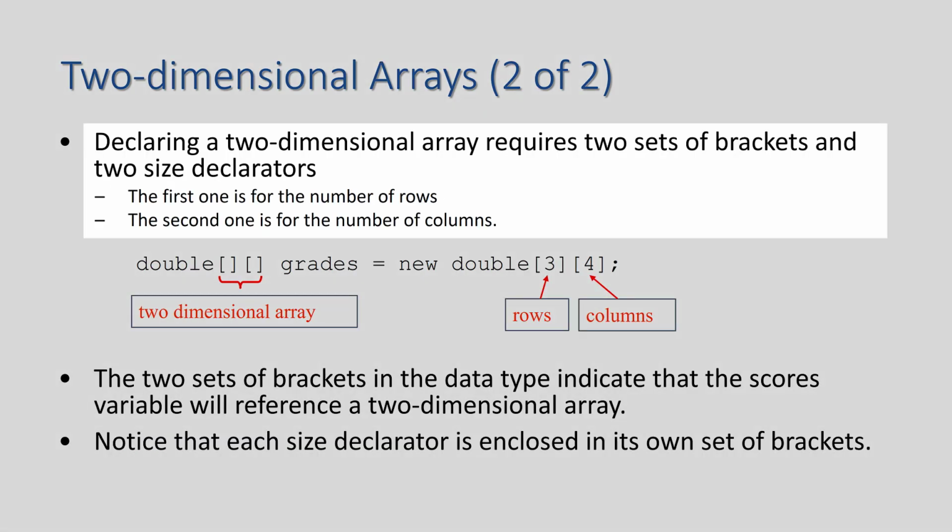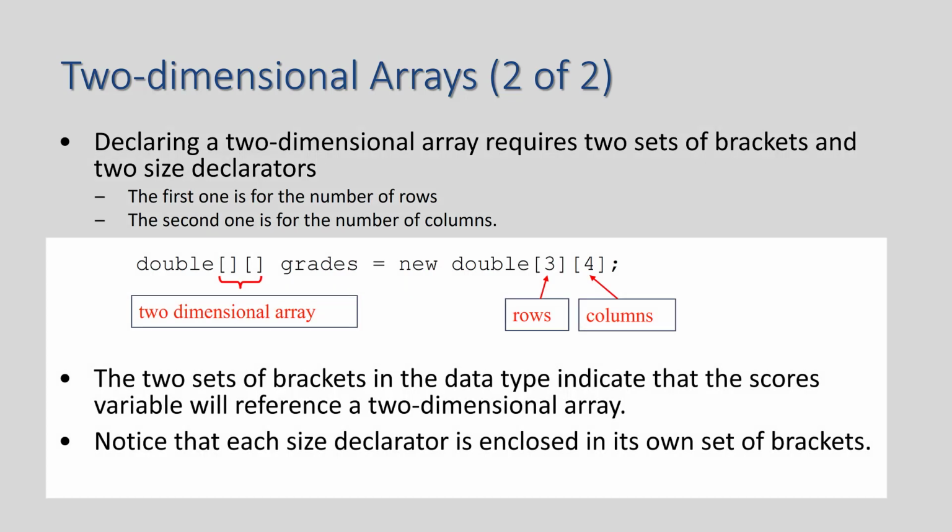Declaring a two-dimensional array requires two sets of brackets and two size declarators. The first size is the number of rows, and the second size is the number of columns. The two sets of brackets after the data type indicate that the variable will reference a two-dimensional array. Notice that each size declarator is enclosed in brackets.